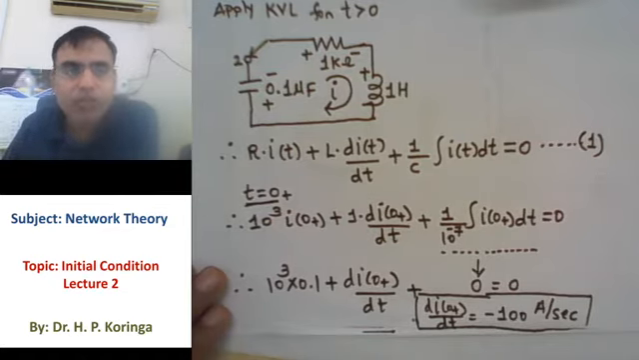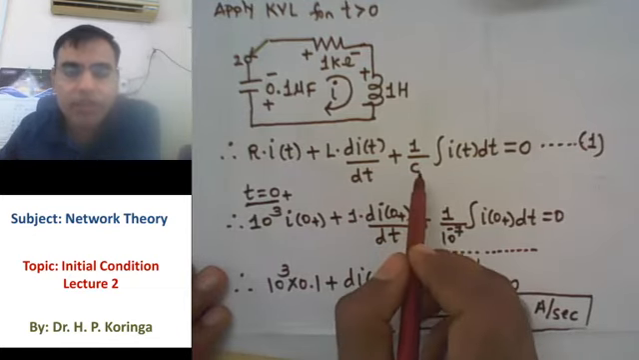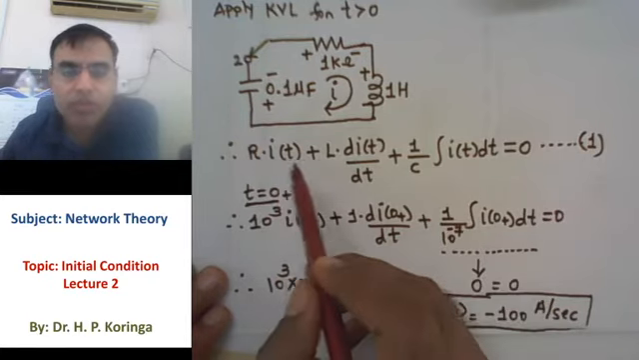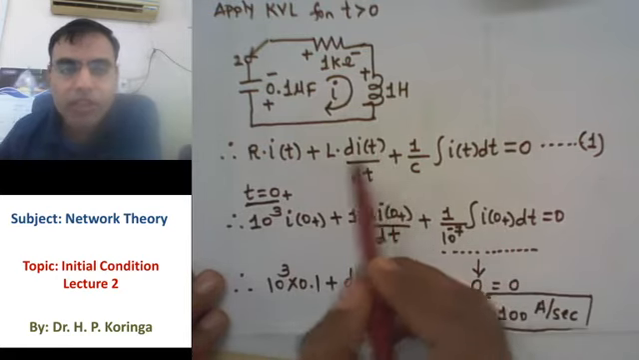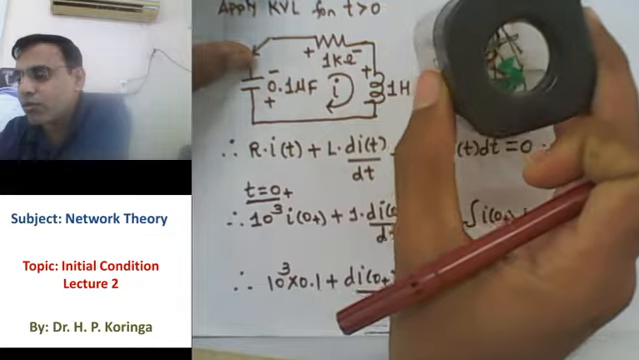Now to find d square I(0+)/dt square, we require a second derivative term. So how will we get the second derivative terms? Let's do the differentiation of equation 1 with respect to t. So we'll get the second derivative terms, right? And then we'll substitute t is equal to 0+. So we'll get d square I(0+)/dt square.